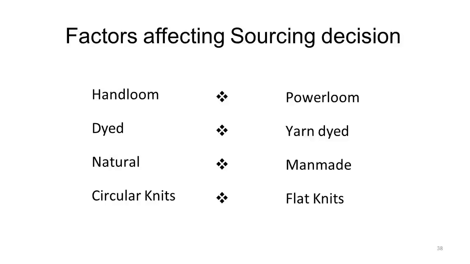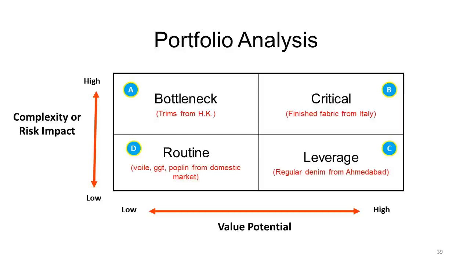And then we come to the last slide of this session. Very interesting and very important. And this is the portfolio analysis. In the portfolio analysis, we look at a particular factory, see what types of products are being made, what types of raw materials are required, and what are the various sources from where these raw materials are being procured, and then place it on a grid.